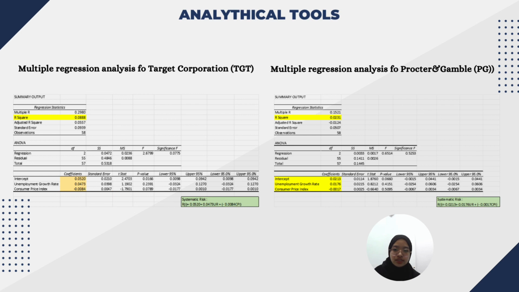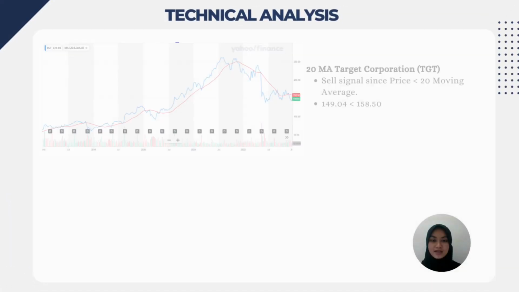While for Procter & Gamble, if unemployment rate and CPI rise by 1%, and beta unemployment rate, which I found in regression, is 0.0176 and beta CPI is negative 0.0017, the stock is expected to have 3.72% excess return. That's all from me. Next, I will pass the floor to Aida to continue the presentation.